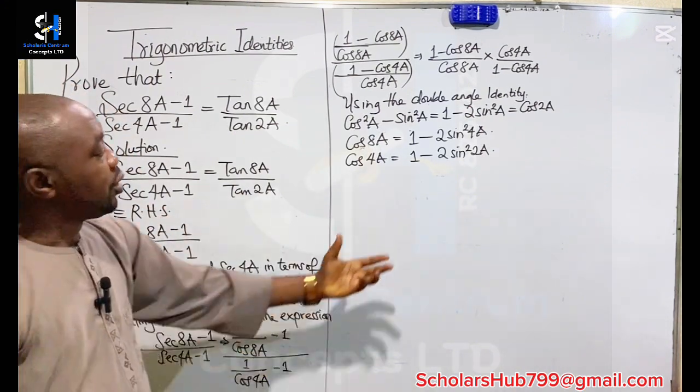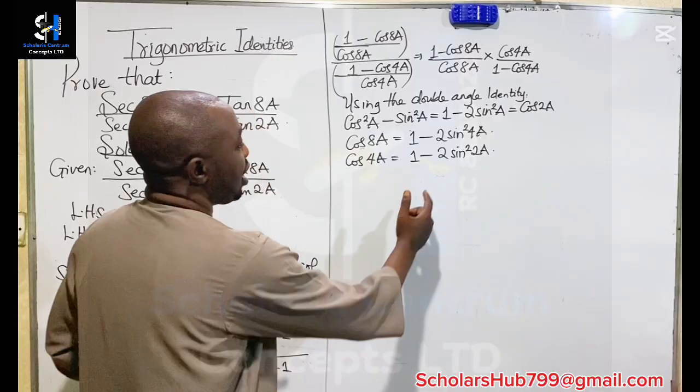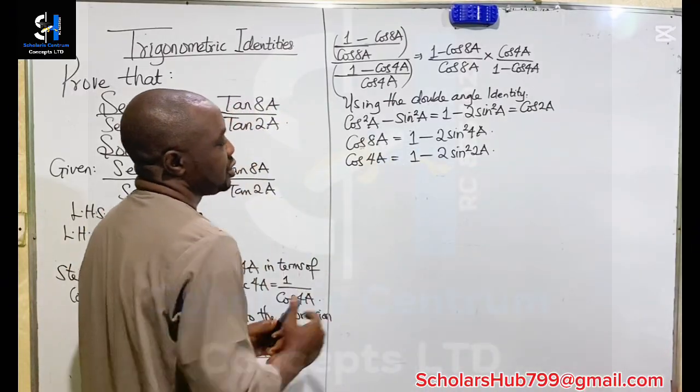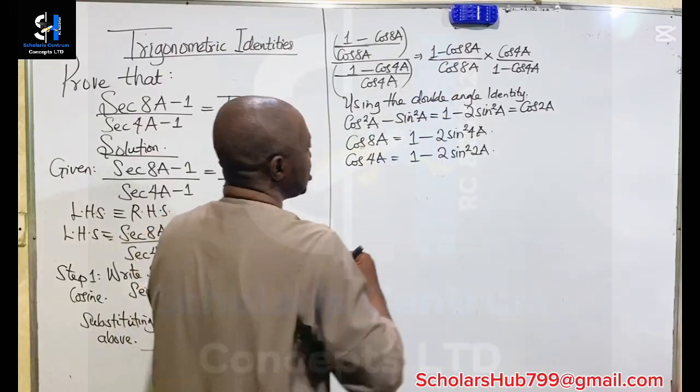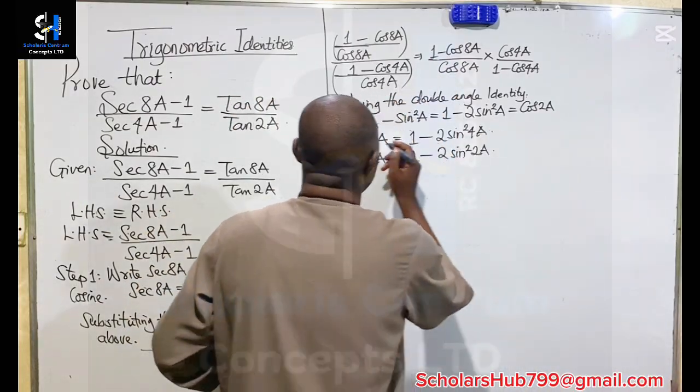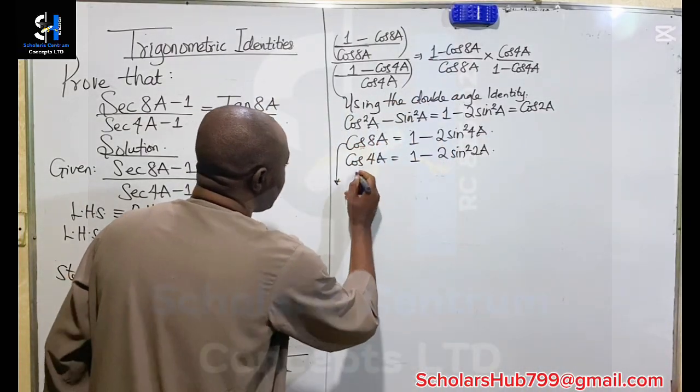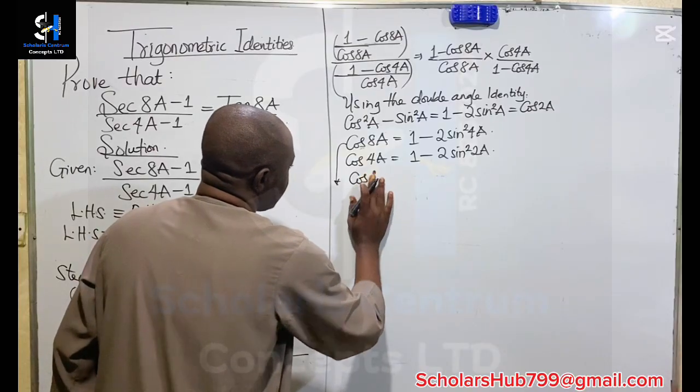All right. So now let's rearrange each of these identities so that we can have something like this. So from here, this will become cos 8a.